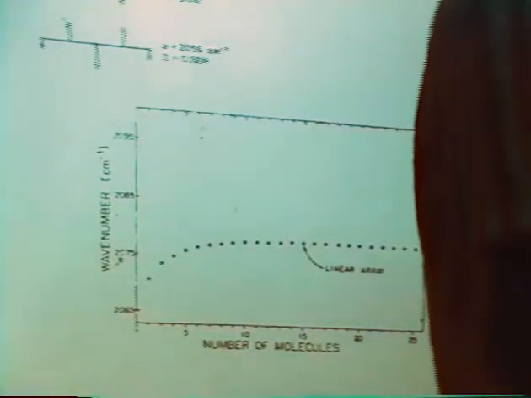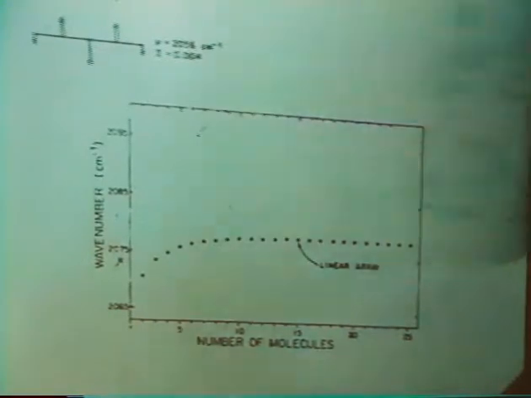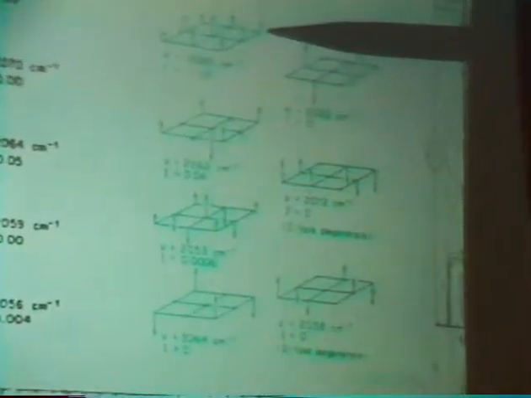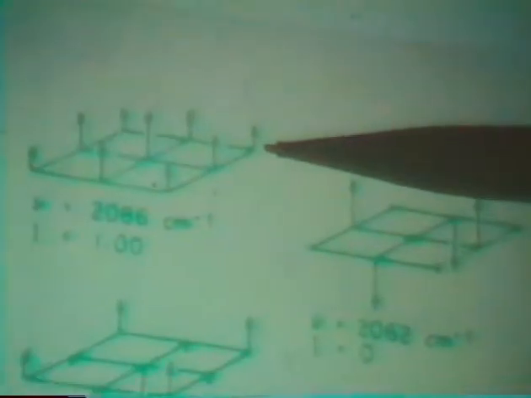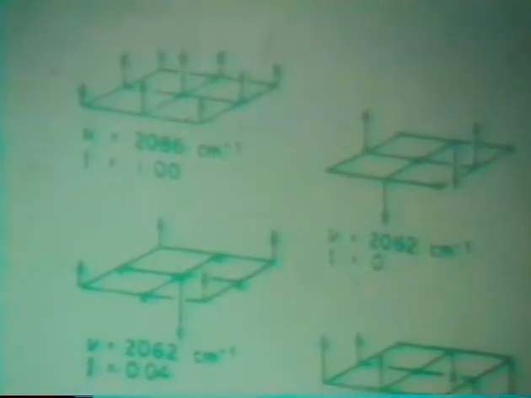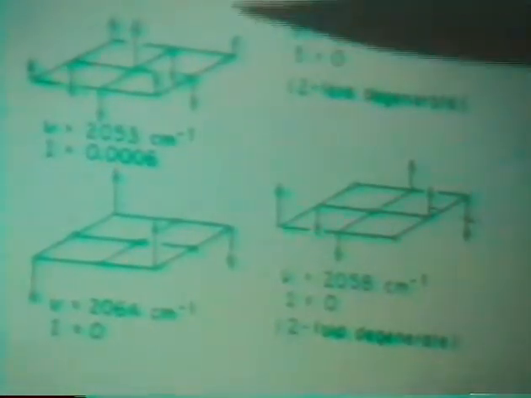Now we can do the same thing with a two-dimensional array, which I show here. And again, you see the highest frequency mode is the one where everything is vibrating in phase, and the different modes vary by about 10 reciprocal centimeters. But this is the only one that has any appreciable intensity. The next one that's highest has 4% of that.